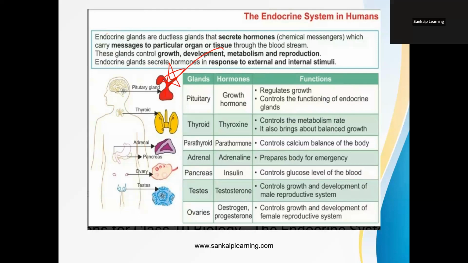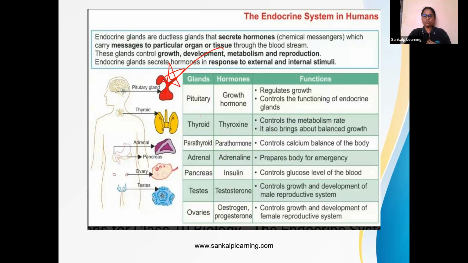Okay. So this is about the endocrine glands. What do you mean by endocrine glands? The glands which secrete hormones, the chemical messengers, directly into the blood, which will reach a target organ. Such glands are called endocrine glands, and the glands are: pituitary, thyroid, parathyroid, adrenal, pancreas, testes, and ovaries.